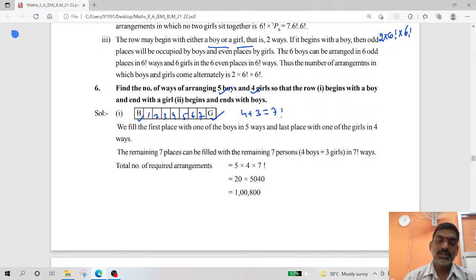The remaining 7 places can be filled in 7 factorial ways. For the first position, how many choices are there? 5. For the last, how many choices are there? 4. So 7 factorial times 5 times 4.